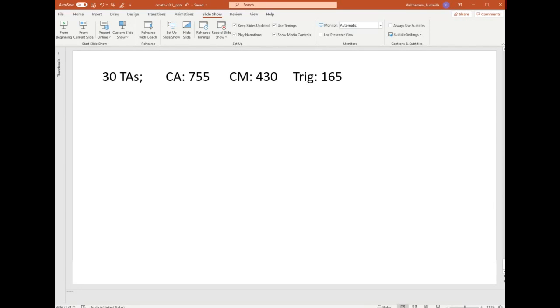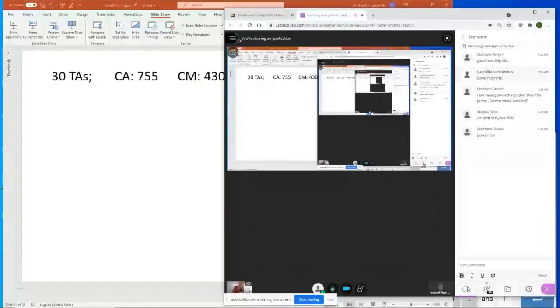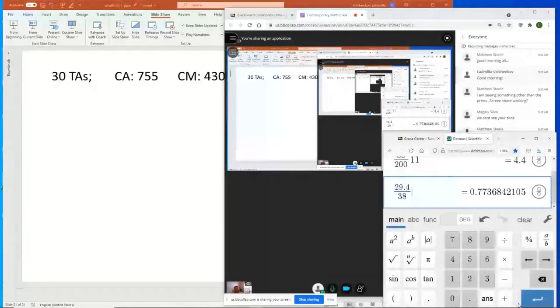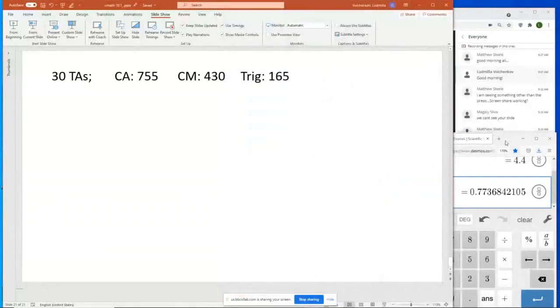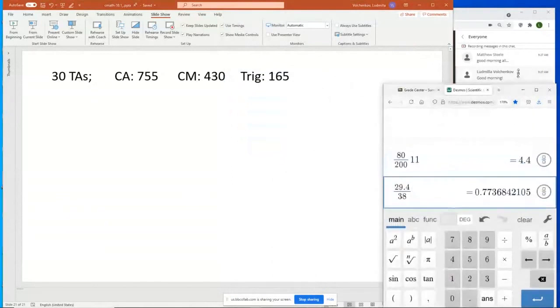And wait a minute. I need the whole screen this time. Let me know if it would not work. Because I want to use the whole screen.